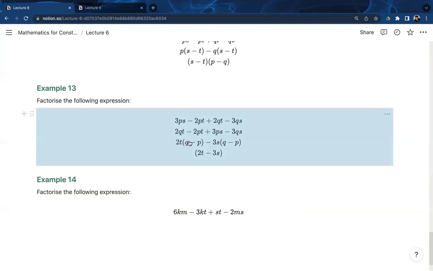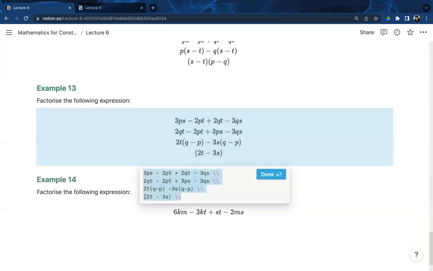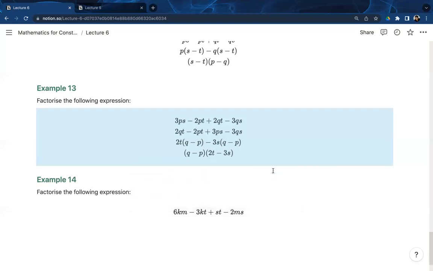This term is 2T by something, and this is 3S by something. If I factorize this something, I'll get 2T minus 3S. And what is the something? Something is that. Okay? Q minus P. And that's it. I'm done there.